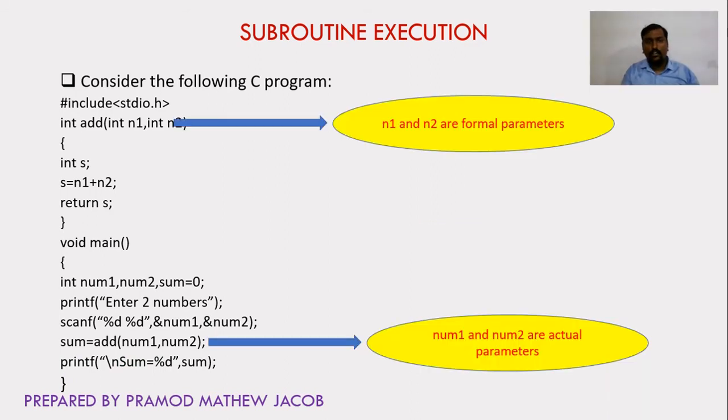The variables or arguments in the function call are termed actual parameters, and the variables or arguments in the function definition are termed formal parameters.